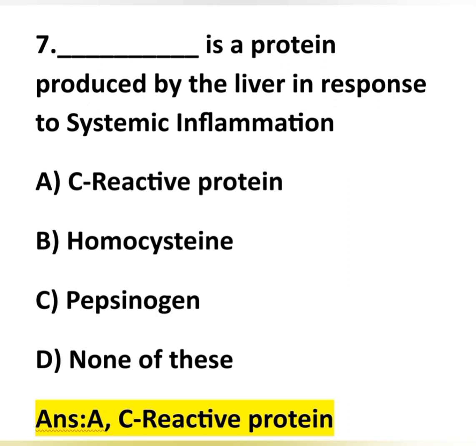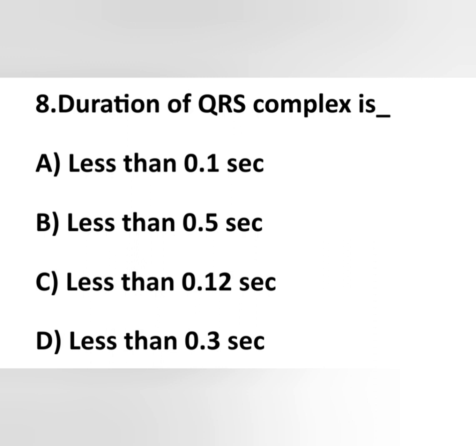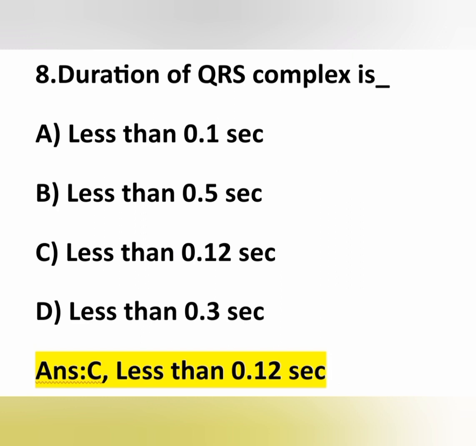And the next question. Question number 8. Duration of QRS complex is. Options are option A less than 0.1 second, option B less than 0.5 second, option C less than 0.12 second, and option D less than 0.3 second. The correct answer is option C, less than 0.12 second is the duration of QRS complex. The QRS complex represents ventricular depolarization, and its duration is less than 0.12 second.